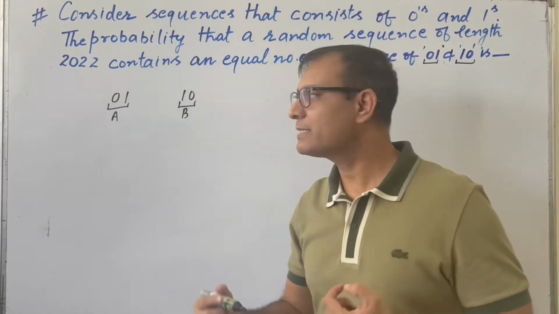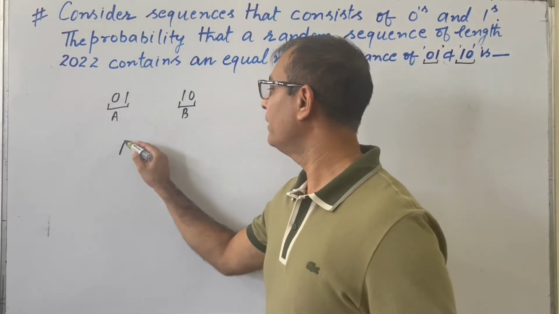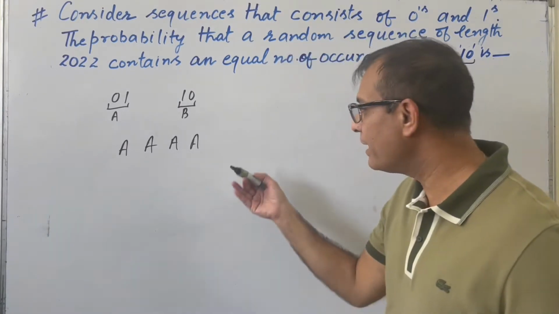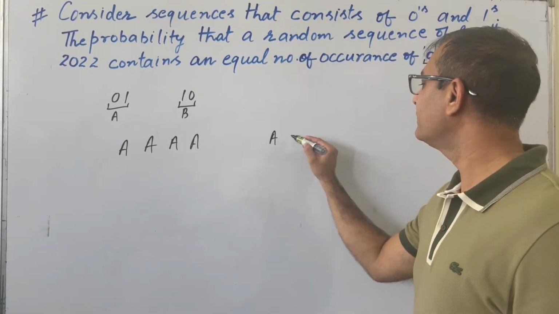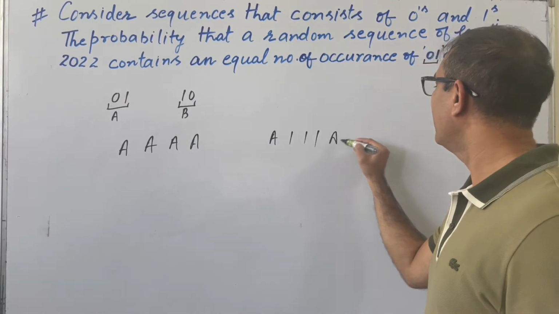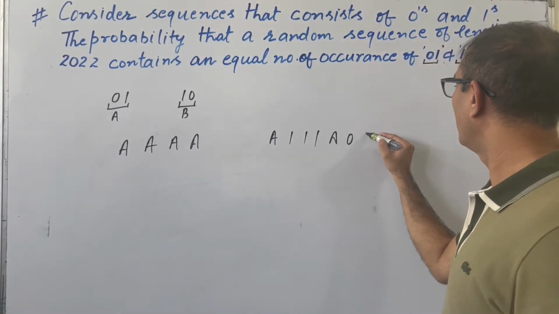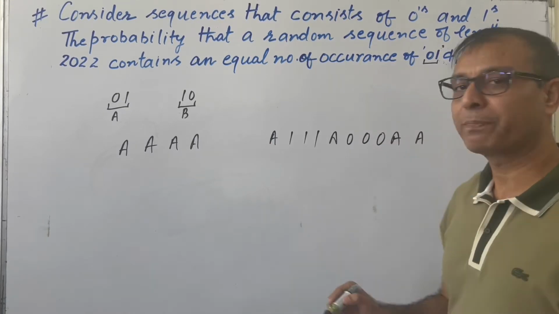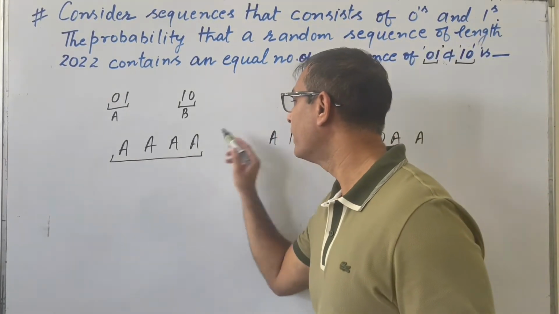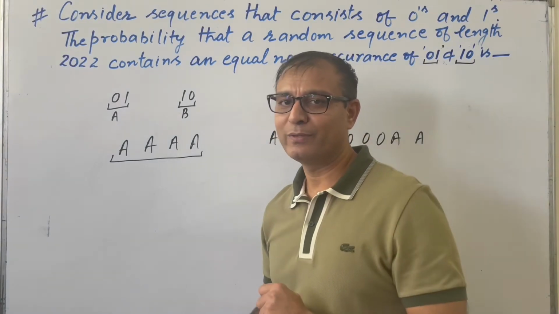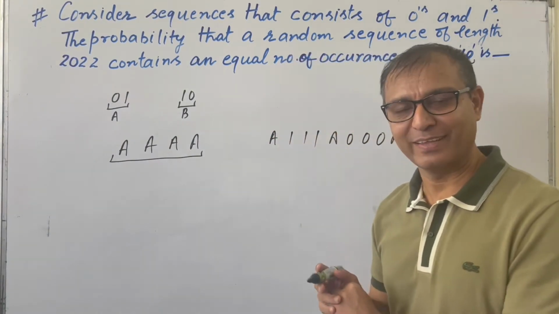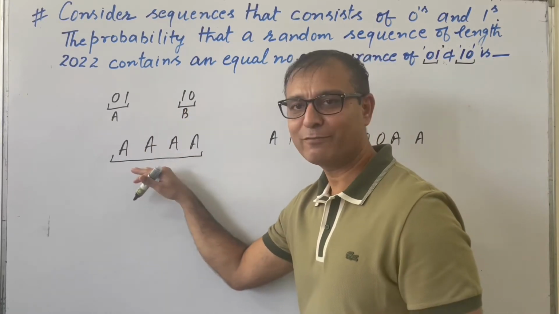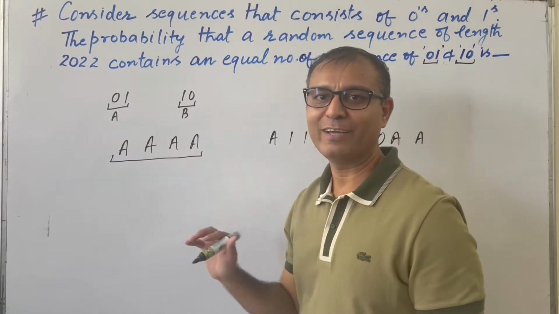Now one may ask why it is not possible. If we write A 4 times, you can write like this: A1, 1, 1, A0, 0, 0, 0, A. Here how many A? 4. How many B? 0. So the difference is 4. Is it true that the difference of the number of A and the number of B here is 4? No, it is not.